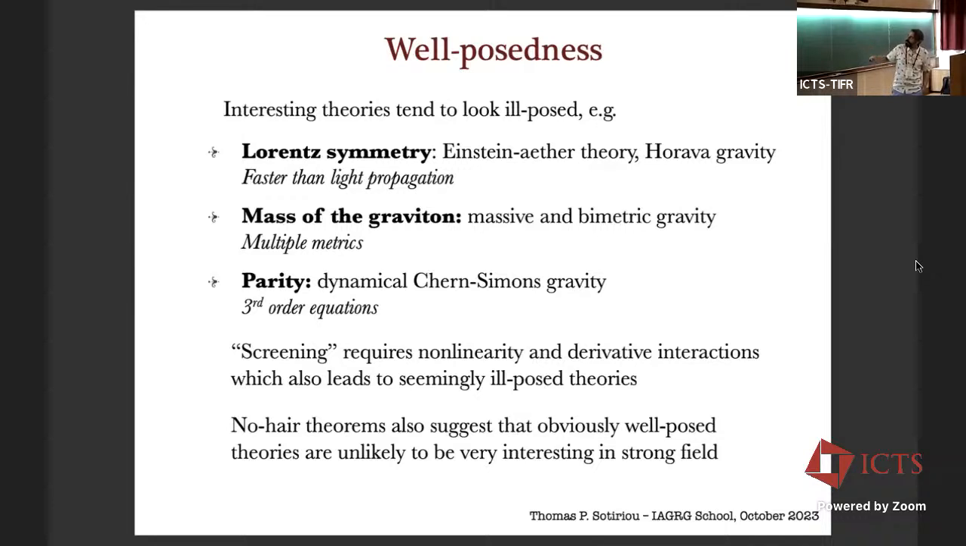Massive gravity: you need to have at least two metrics to have consistent models. Again, this doesn't seem vanilla at all. If you want to violate parity in gravity, then you get dynamical Chern-Simons gravity. It has third order field equations in derivatives. Again, this is not the vanilla type. Screening mechanisms, I didn't talk here about Vainshtein screening, but there are screening mechanisms that require a lot of nonlinearity in derivatives. So your derivative structure is very different.